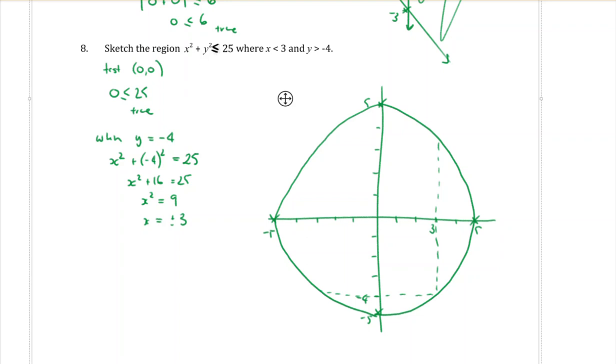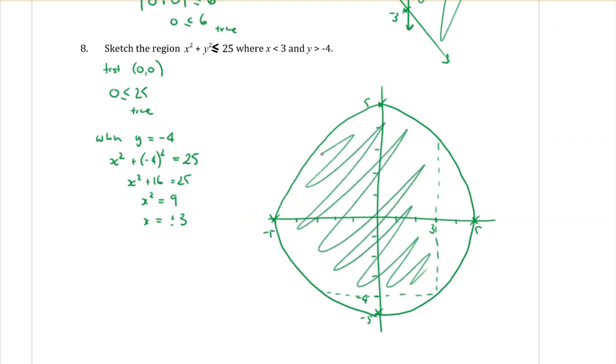I still need to shade. Greater than minus 4 is going to be above. Less than 3 is going to be that way. And we know we want the inside of the circle, so hopefully we know it's going to be all this part in here.